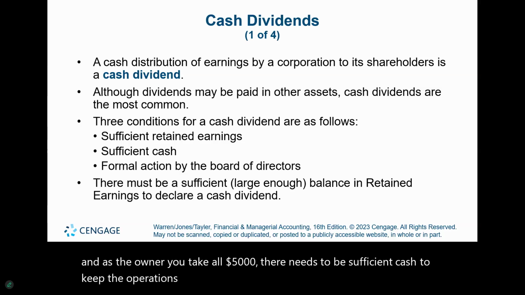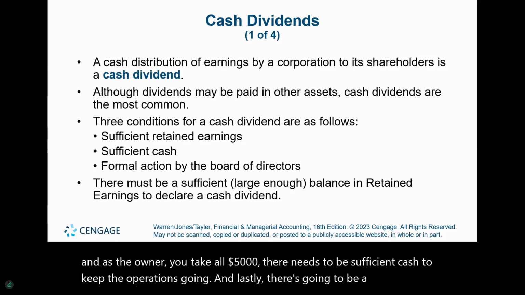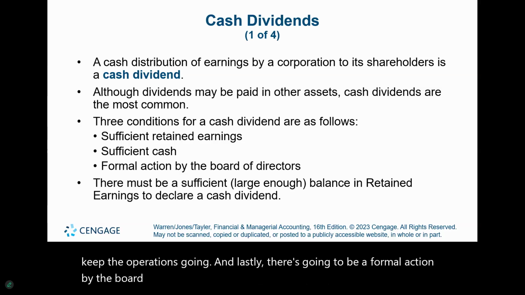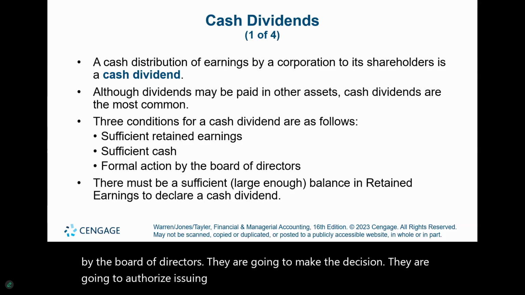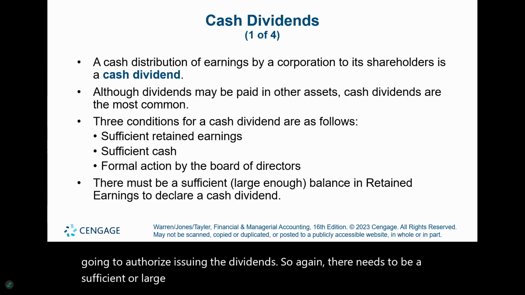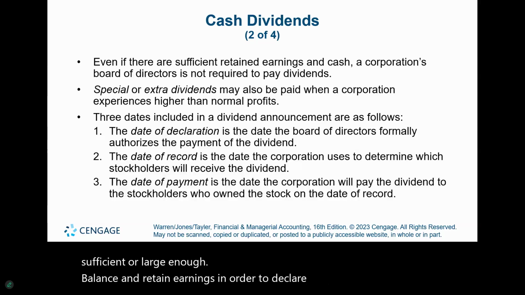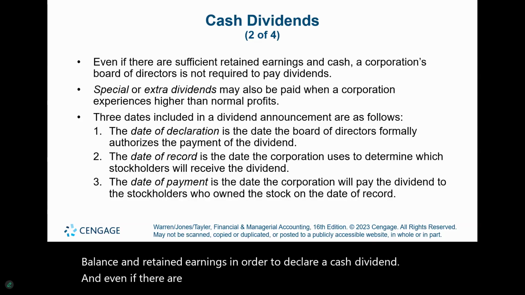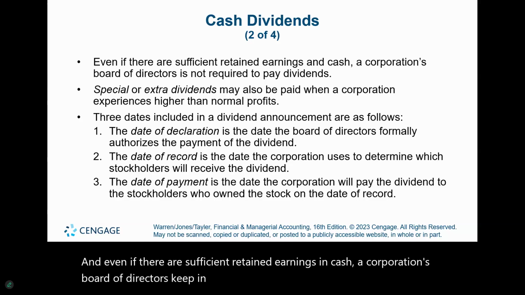And lastly, there's going to be a formal action by the board of directors. They are going to make the decision. They are going to authorize issuing the dividends. So again, there needs to be a large enough balance in the retained earnings in order to declare a cash dividend. And even if there are sufficient retained earnings and cash, keep in mind that a corporation's board of directors is not required to pay dividends. So something very important to keep in mind.